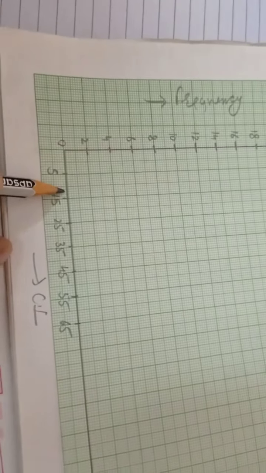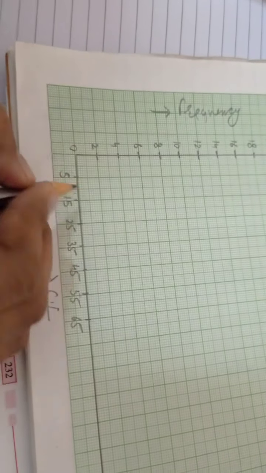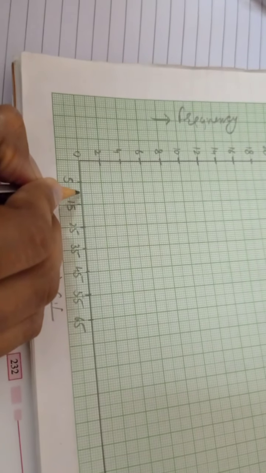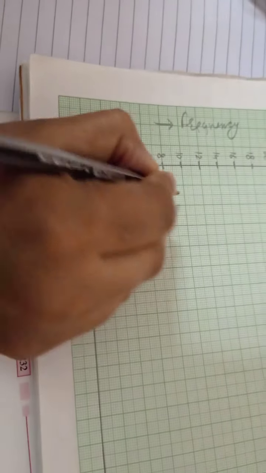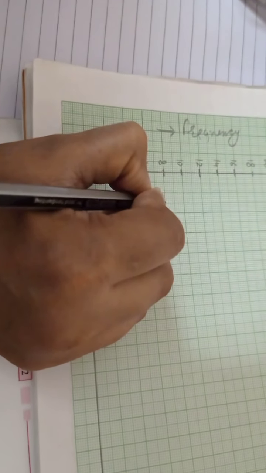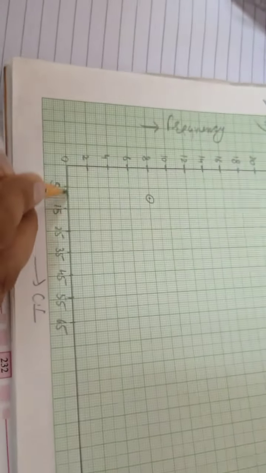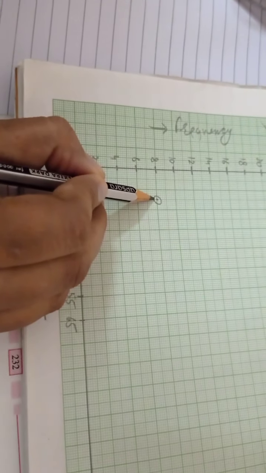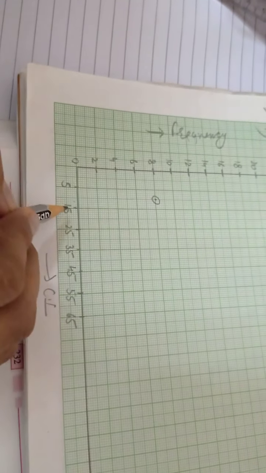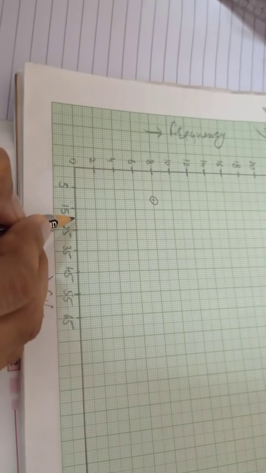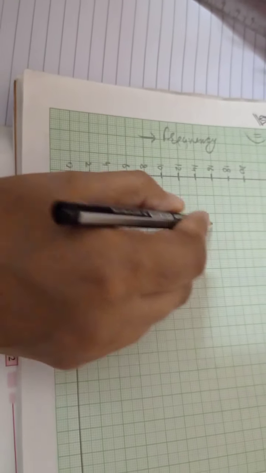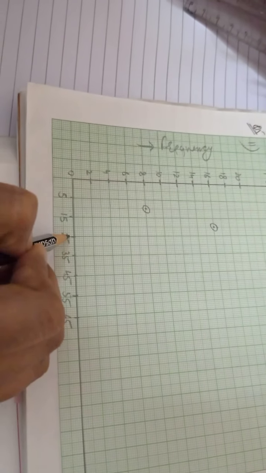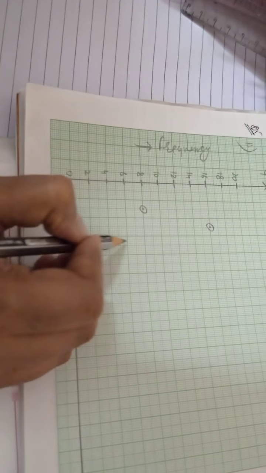Look children, 5 to 15, look here, 5 to 15 frequency is 8. This is 5 to 15. Now I'm not going to draw the bar, only on midpoint I'll mark 8. See the box? And I'll mark it on the mid value of this. Next, 15 to 25, 16. So take the mid value and mark it over 16. Clear? Then 25 to 35, the value is 18.